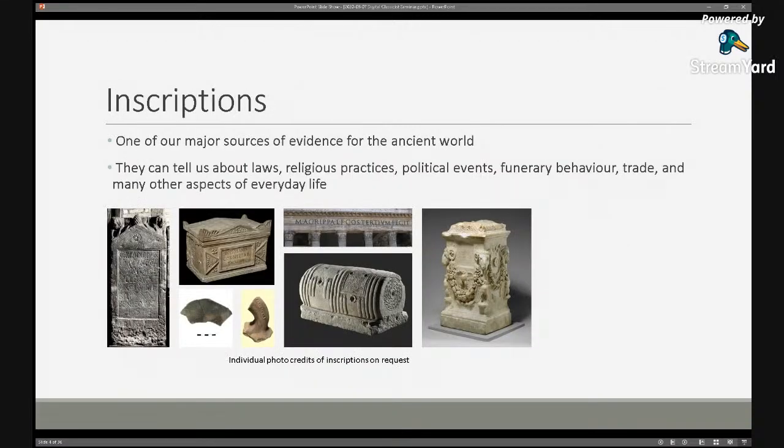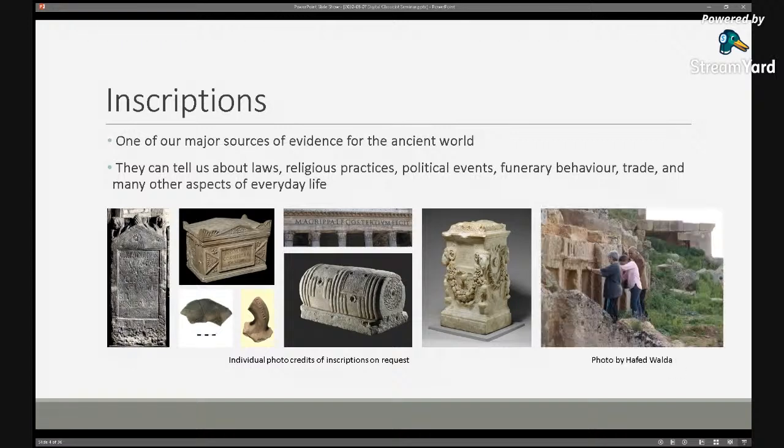For those of you who are less familiar with inscriptions, they're one of our main sources of evidence for the ancient world. We've got many hundreds of thousands of inscriptions in Greek and Latin alone. And they tell us about all sorts of different aspects of ancient life. And the job of the epigrapher or epigraphist, depending on your preference, is to analyze the inscriptions, to contextualize them, and to help us to write ancient history through their evidence.